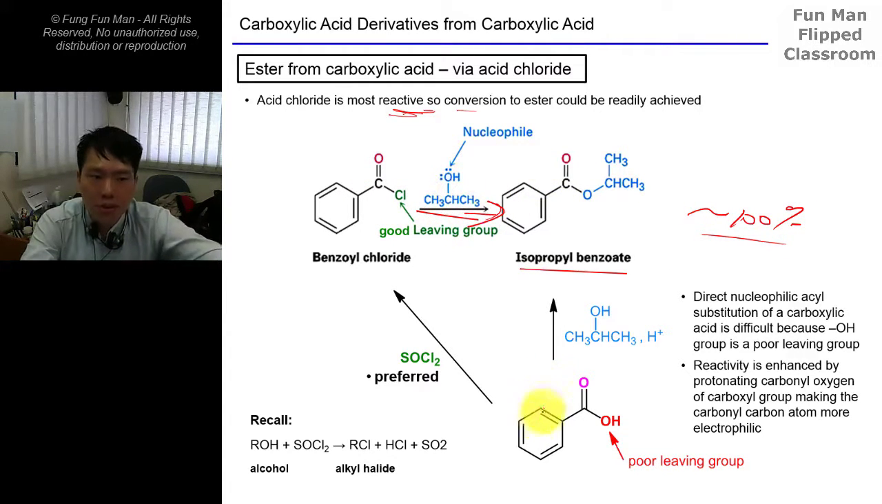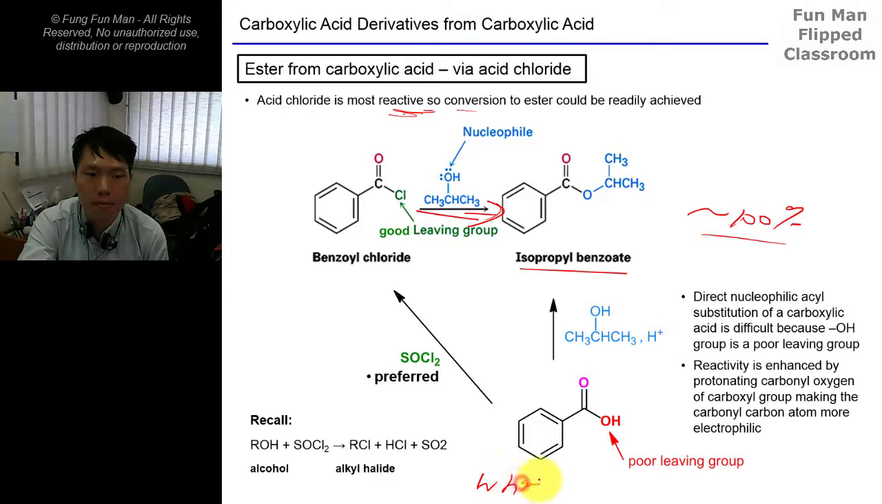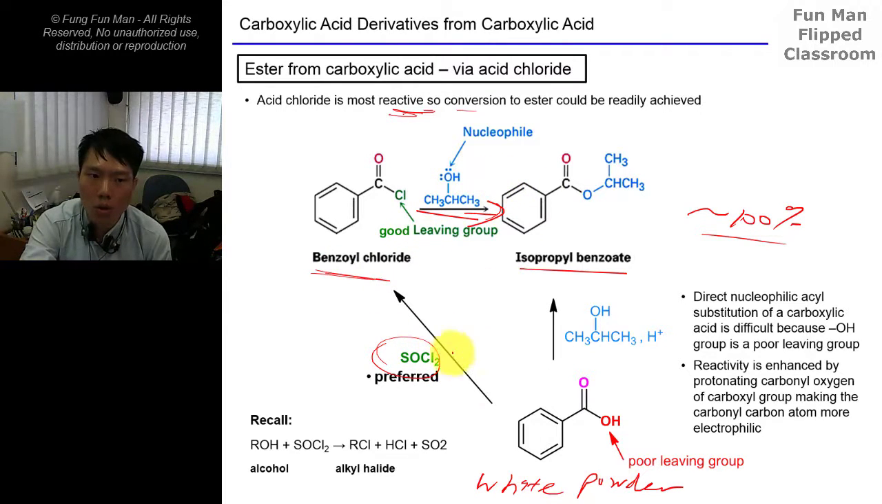What if we are given the starting material to be benzoic acid, which is a white powder? We can first make it into the acid chloride, benzoyl chloride, by adding thionyl chloride here, and then we add the alcohol. Or some people will just say, okay, I just throw in the alcohol and boil in H+. But the thing is, this is not a good reaction. This is reversible.